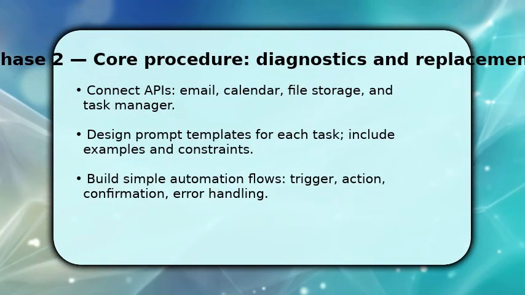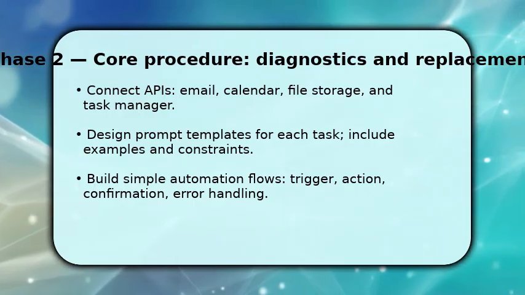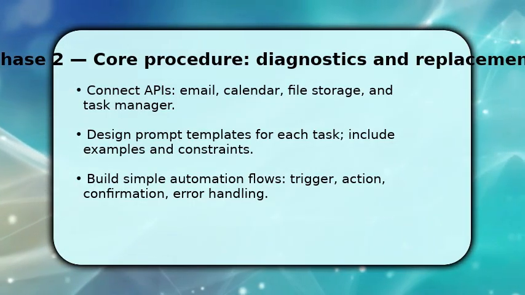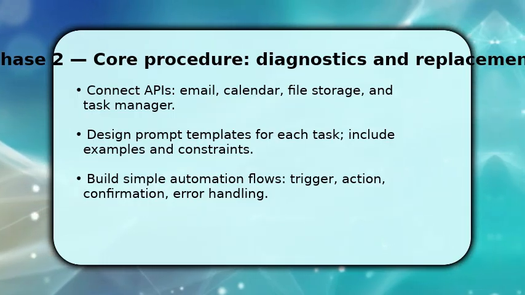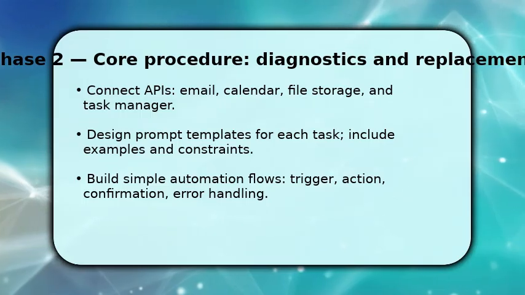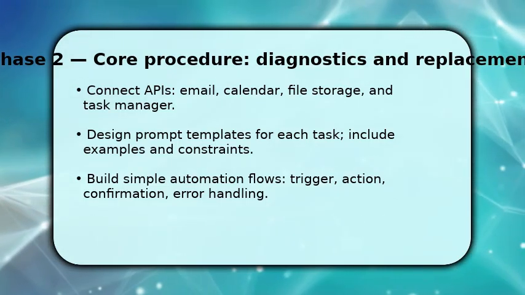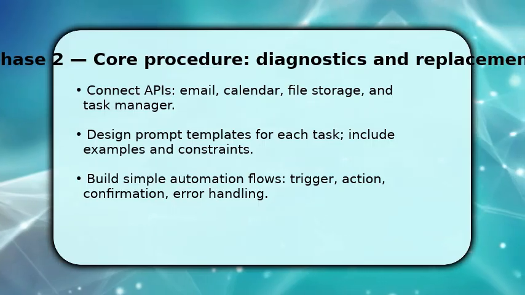Now integrate services. Connect email, calendar, file storage, and your task manager using the platform API. Authorize only needed scopes. Then craft prompt templates per task with clear instructions, examples, and constraints so responses are reliable. Once templates exist, wire automations, triggers, actions, confirmations, and basic error handling.